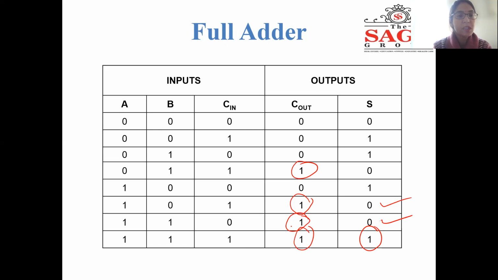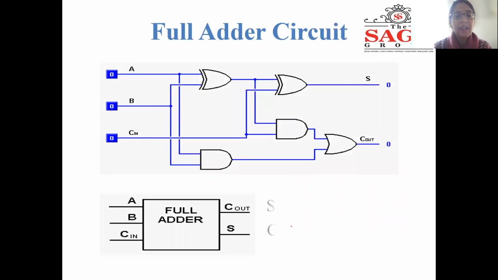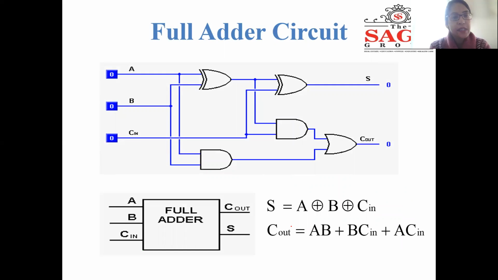Now you have three inputs, so you will use a three variable K-map to get the equations for sum and carry. Upon solving the three variable K-map for sum and carry individually, you will get the sum as A XOR B XOR C in and carry as AB plus B C in plus A C in. Using these equations, you will draw the logic diagram for the full adder circuit, which is like this. Thank you.